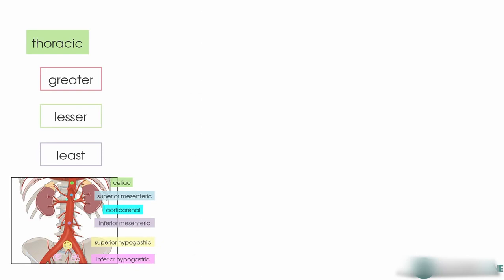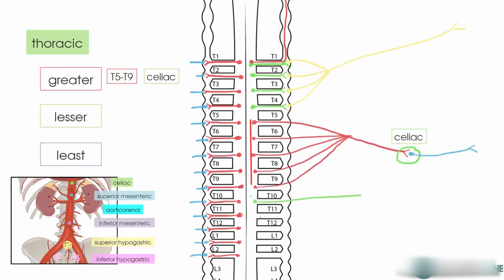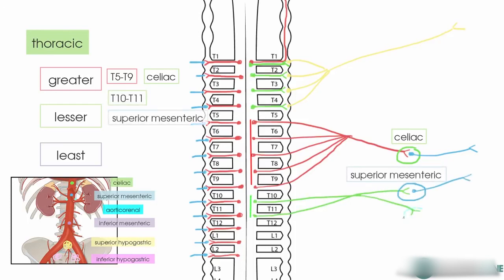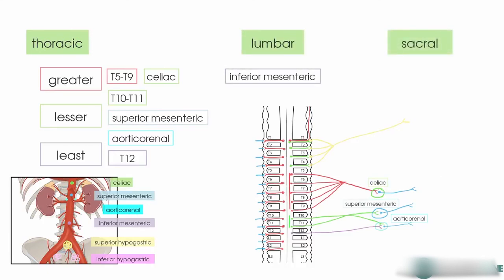The greater thoracic splanchnic nerve arises from T5 to T9, and it synapses in the celiac ganglion. The lesser thoracic splanchnic arises from T10 to T11, and this synapses in the superior mesenteric and the aortico-renal ganglia. The least splanchnic nerve arises from T12 and synapses in the aortico-renal ganglia. In terms of the lumbar and sacral splanchnics, the lumbar projects to the inferior mesenteric ganglion and the sacral splanchnics project to the inferior hypogastric plexus.